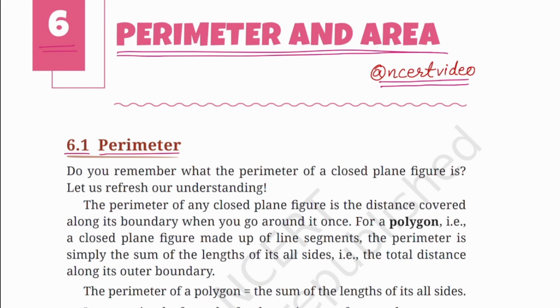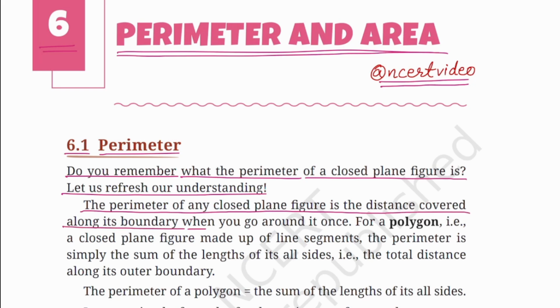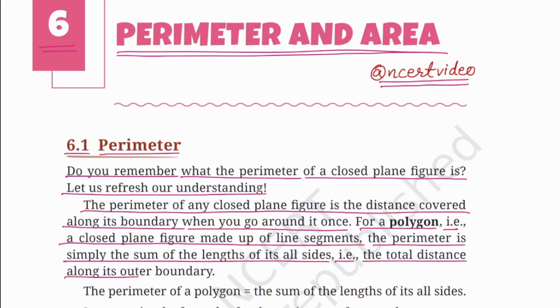6.1 Perimeter. Do you remember what the perimeter of a closed plane figure is? Let us refresh our understanding. The perimeter of any closed plane figure is the distance covered along its boundary when you go around it once. For a polygon, that is, a closed plane figure made up of line segments, the perimeter is simply the sum of the lengths of all its sides, that is, the total distance along its outer boundary.